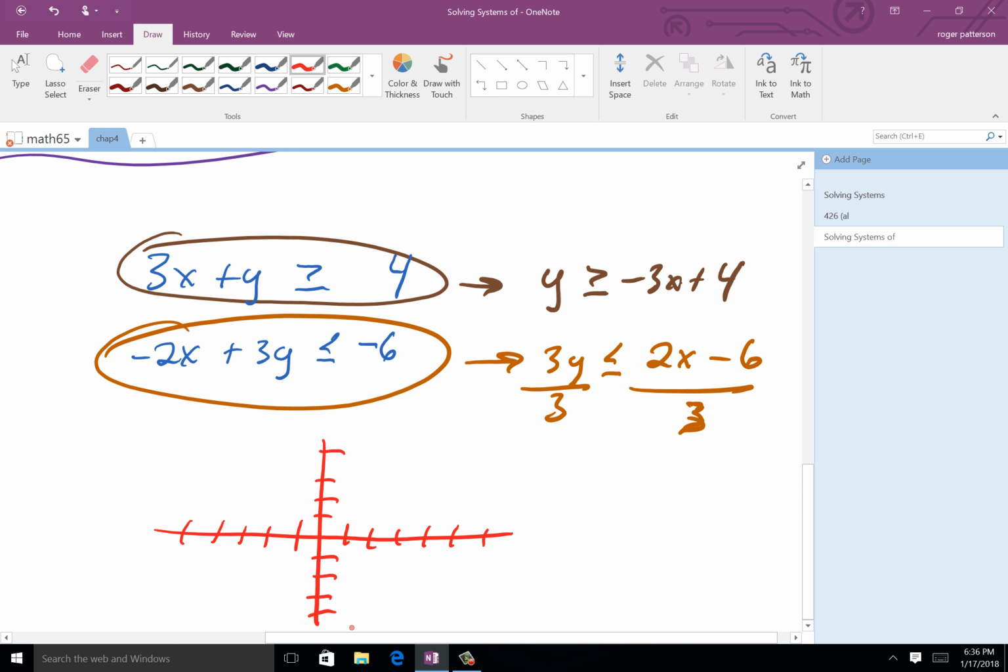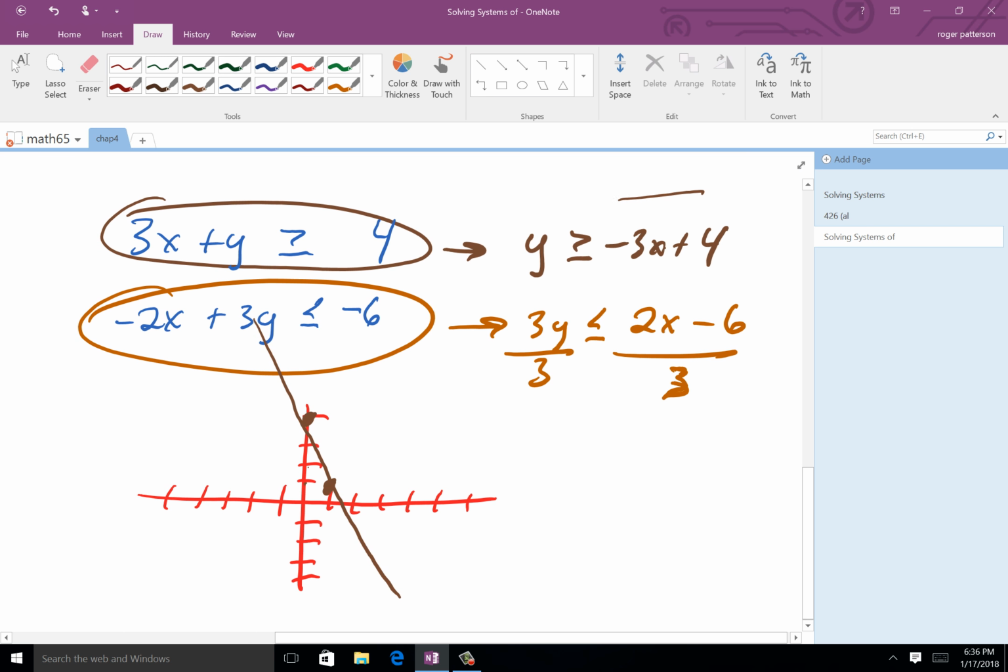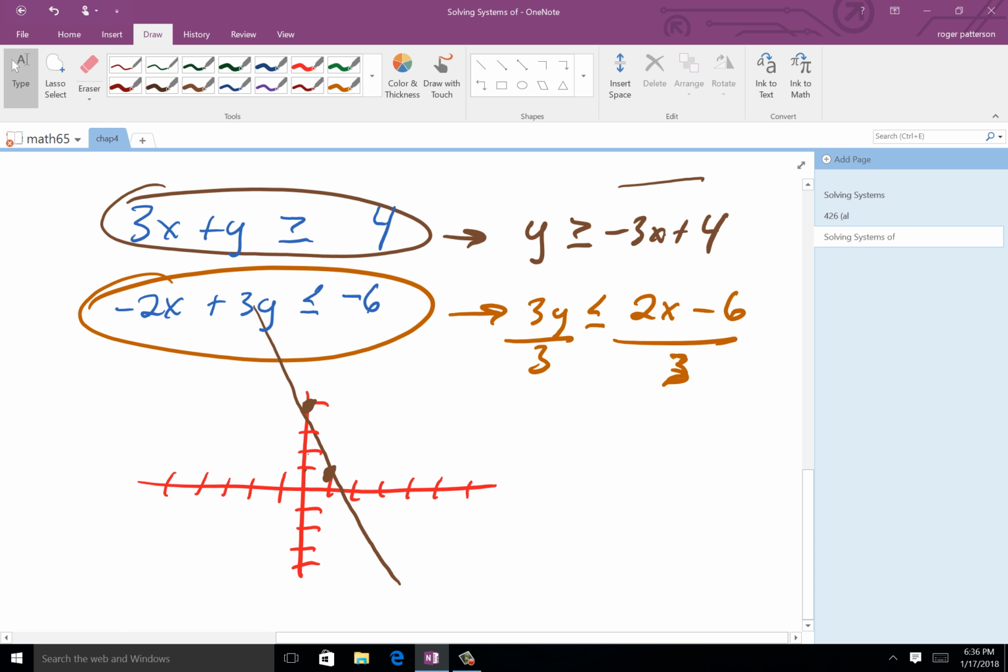Okay, so we'll do the brown one first. Yeah, good. So 4, 1, 2, 3, 4, right? Slope, negative 3 over 1, down 3, 1, 2, 3 over 1. Solid line, because I got an equals to. Y is greater, so which way are we going to shade? Above. And above's going to be up here. There's my above.